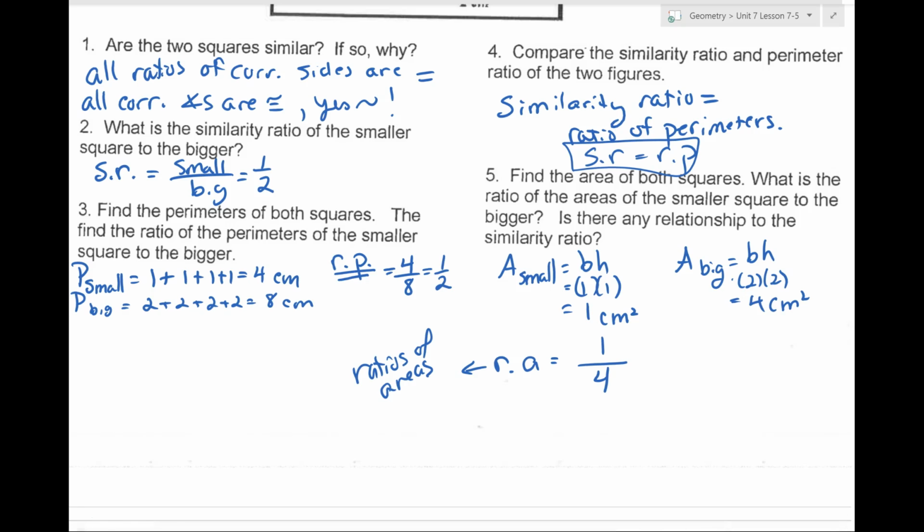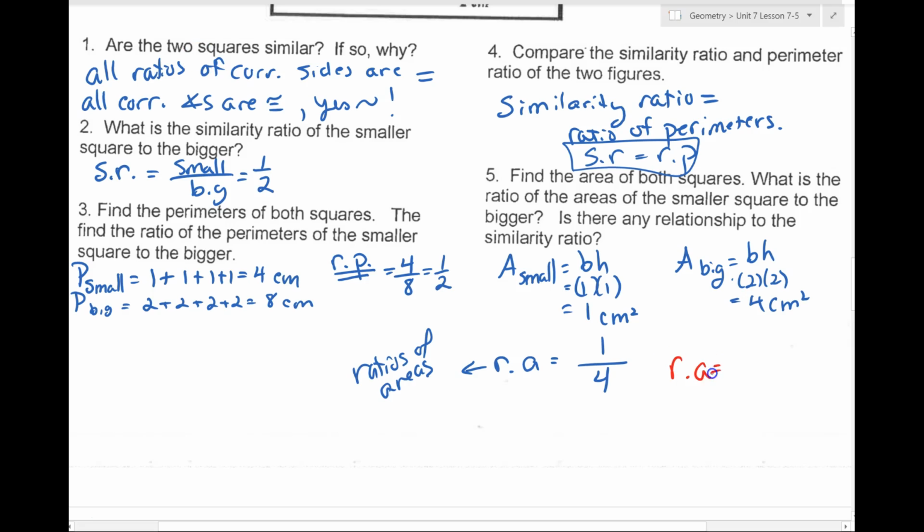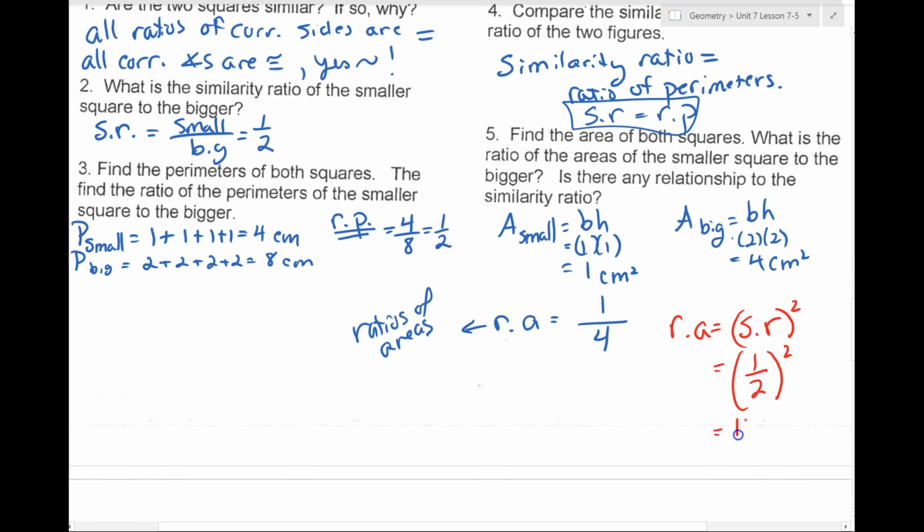And then we talked about the relationship for area, and we were right here at the bottom of 5. I want to show you really cool how close the relationship and similarity ratio works. So I'm going to change ink color here on my pen, and I'm going to let you notice something. The ratio of area is really your similarity ratio squared. For instance, look at 1/2. That's your similarity ratio. Square it, which means you square the top, you square the bottom, and you get 1/4. That is your ratio of area. Notice all you have to do is square your similarity ratio.